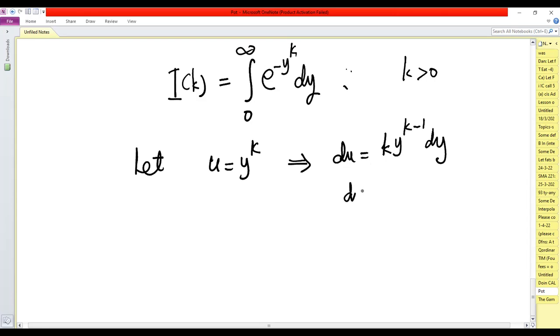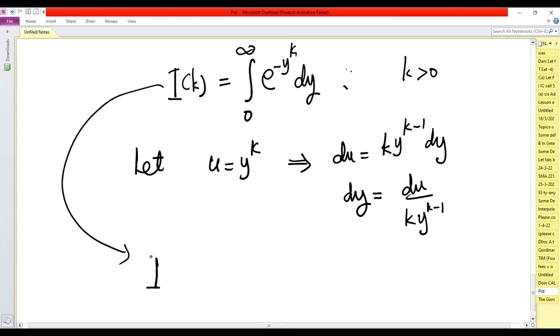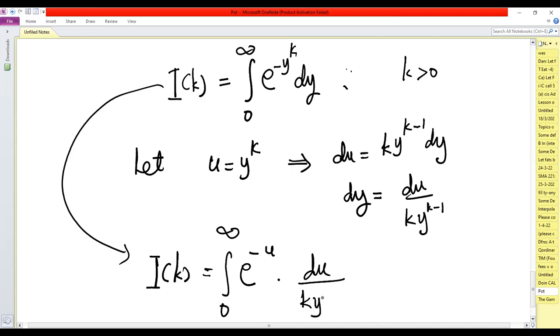So which means dy will be given by du over k y raised to the power k minus 1. So replacing, we'll have the integral in terms of k. Now the limits: remember this, when y is 0, then u is also 0. And when y is infinity, u will also be infinity because k is a positive constant. So therefore the limits do not change. So the integral from 0 to infinity, e raised to the power negative, where there's y raised to the power k, we put u. And then for dy, we put du divided by k y raised to the power k minus 1.